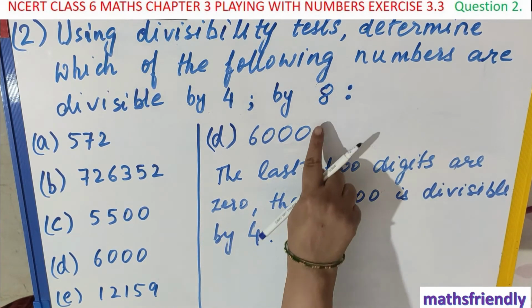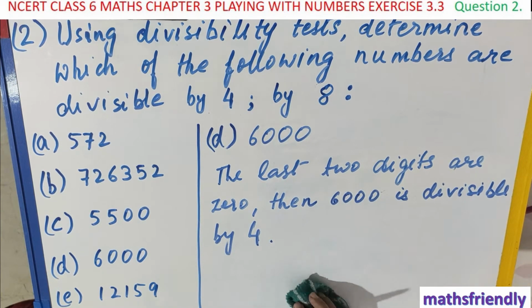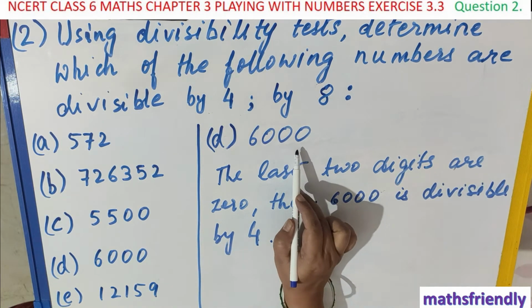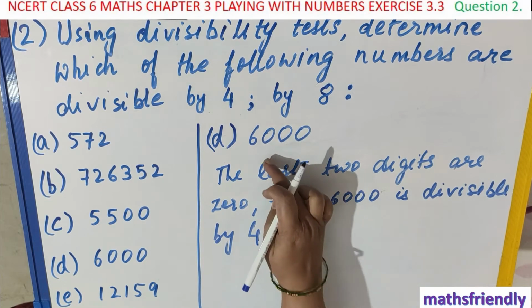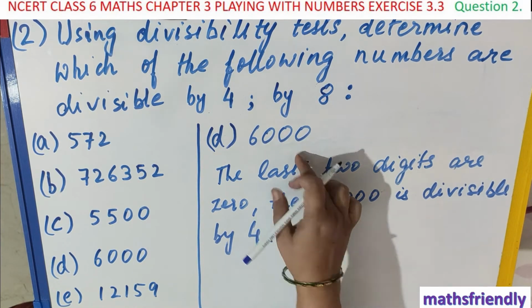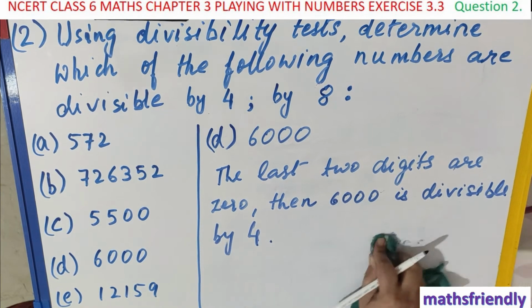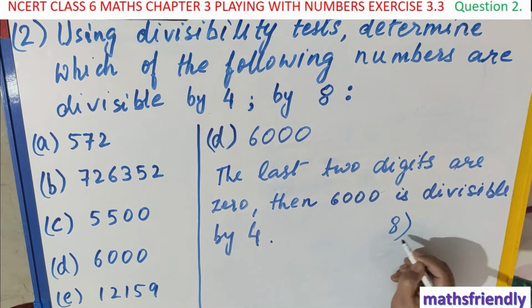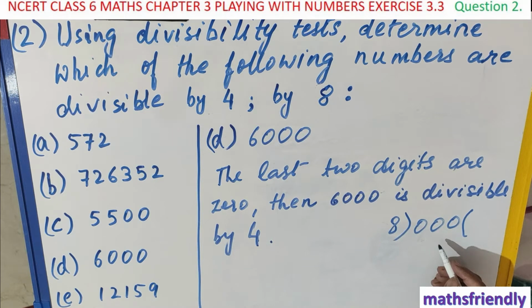Now let us check for 8, whether this number is divisible by 8 or not. So we have to check the last three digits, that is the digits at the ones, tens and hundreds places, whether the number formed by these three digits is divisible by 8 or not. If the last three digits are divisible by 8, it means the whole number is divisible by 8. So we have to divide these last three digits by 8 and check whether it is divisible by 8 or not.